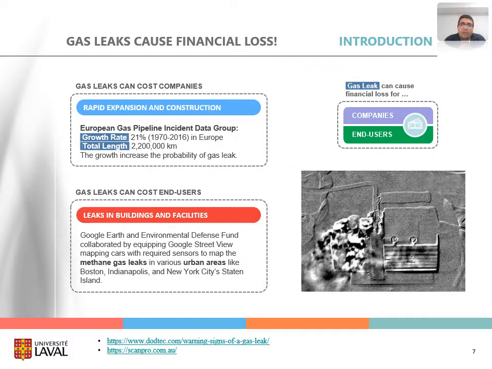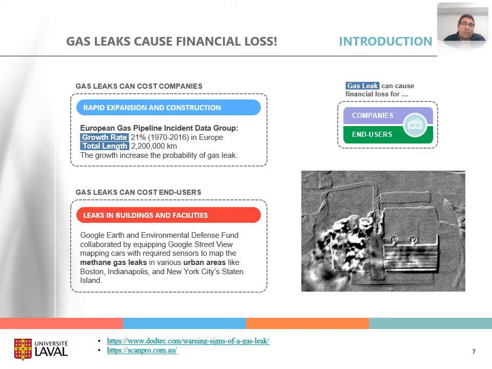Gas leak can cause financial loss for companies and end users. For example, rapid expansion and construction happening in different industries can increase the probability of gas leak, especially in the pipelines. For example, the report published by the European Gas Pipeline Incident Data Report showed that between 1970 to 2016 in Europe, the growth rate of pipeline was 21%, with the total length of pipeline reaching 2,200,000 kilometers. This amount of expansion increased the probability of gas leak dramatically.